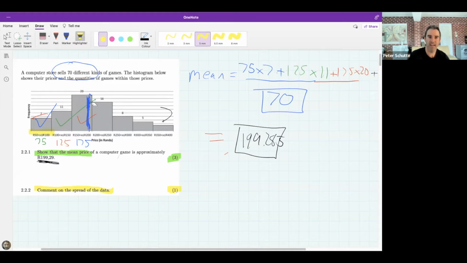Maybe I'll use the highlighter. If there's 70 items in total, the top 50% looks like it's spread out over that range. The bottom 50% feels like it's spread out in this range. So how would you comment on the spread of this data set?